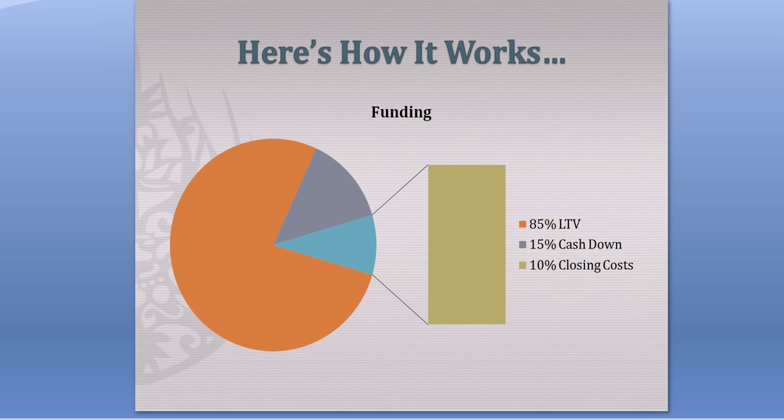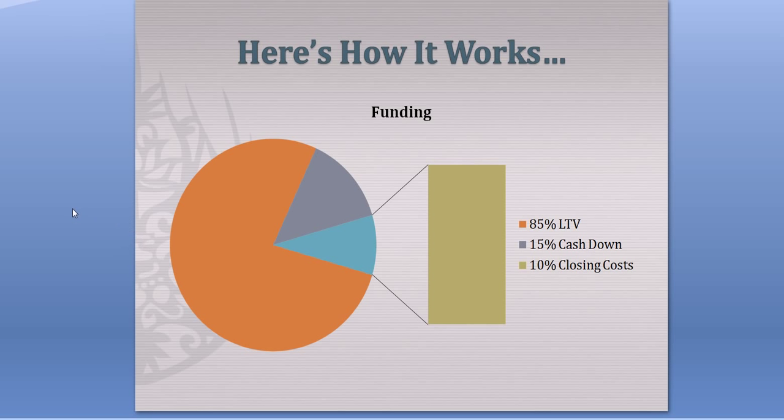So here's how it works. You're going to get, for example, using my specific broker, 85% LTV on a first conventional loan. And then you would get 15% for your cash down payment, and then you need 10% in closing costs. As you can see, this is more than 100%, but 10% is generally the high amount of closing costs.